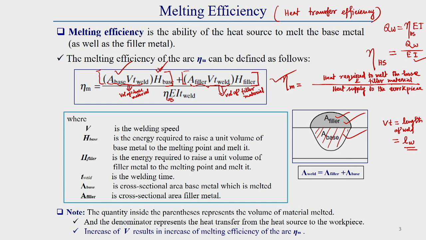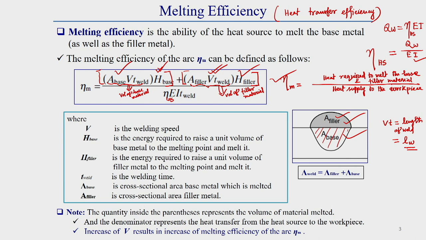In the second portion also, this parenthesis region represents the volume of filler material. Once we multiply this volume of filler material with H filler, where H filler represents the energy required per unit volume of filler material to raise the temperature from room temperature to the melting point of the filler material and melt it.